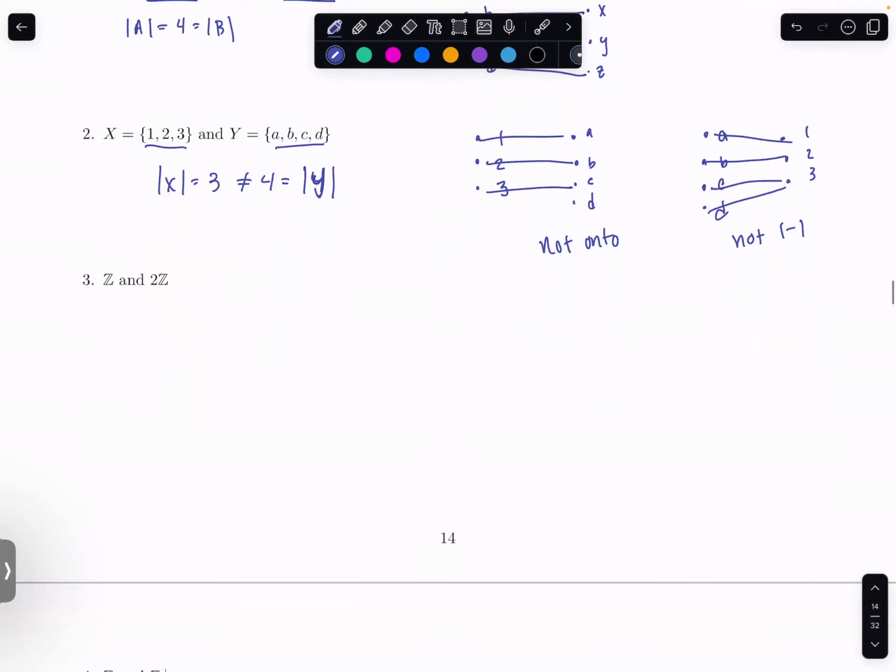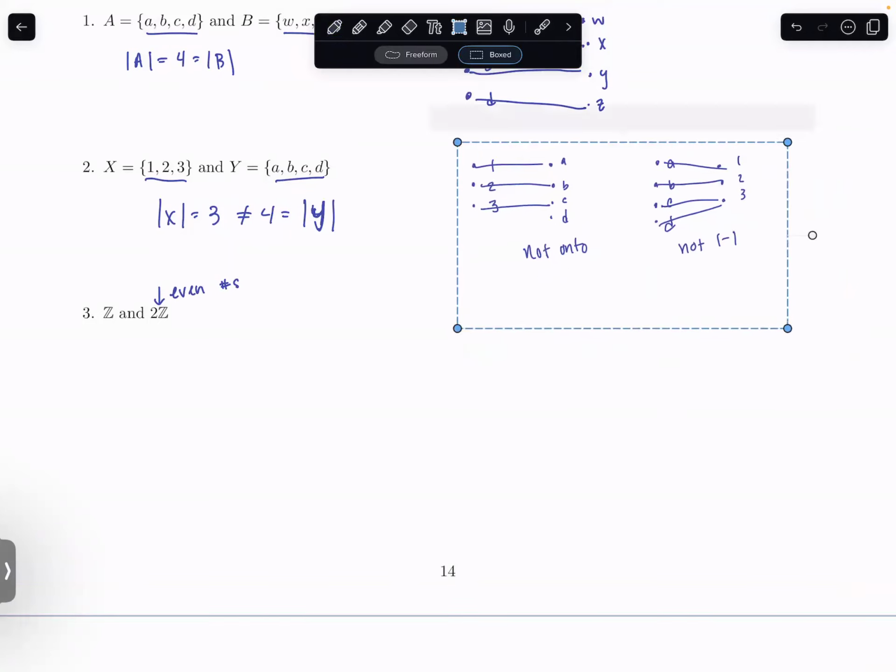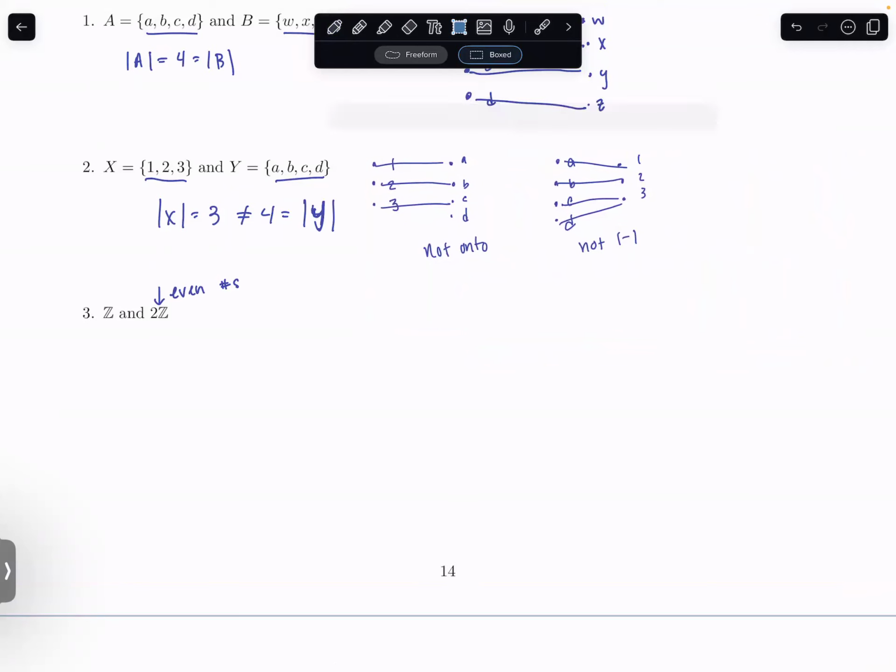All right. So now we get to talk about infinity. So Z and 2Z, this is the even integers. I'm going to scoot this over here because I'm probably going to need that space. And I'm going to start writing in a different color.